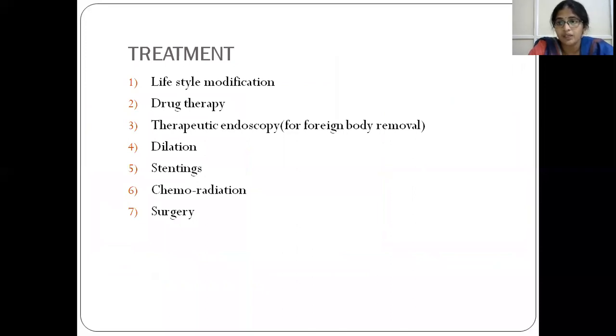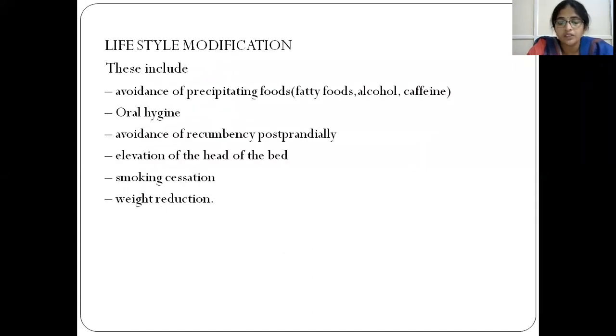Treatment: first we have to advise the patient lifestyle modification and drug therapy. Therapeutic endoscopy will be useful for foreign body removal and dilatation. If any stricture is there, we'll do dilatation and all those things. Stenting, chemoradiation, surgery. Lifestyle modification includes avoidance of precipitating foods, that is fatty foods, alcohol, caffeine.